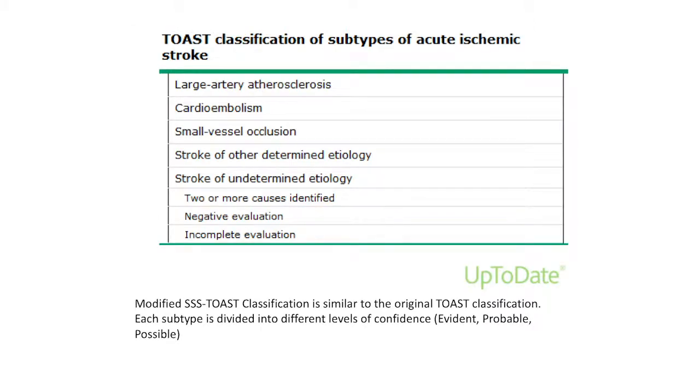There's a TOAST classification of subtypes of acute ischemic stroke, where you have large artery atherosclerosis, cardioembolism, small vessel occlusion, stroke of other determined etiology, and stroke of undetermined etiology, where you have two or more causes identified, negative evaluation, or incomplete evaluation.